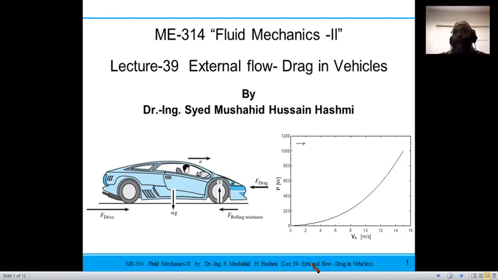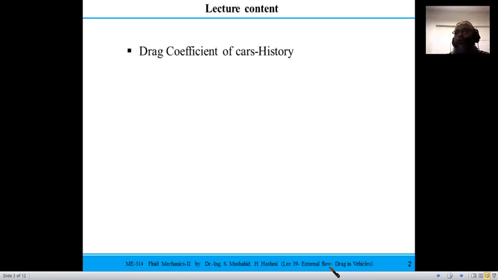This is lecture number 39 of the course ME314 Fluid Mechanics 2, and the third lecture of this week. We already have talked about drag coefficients, different values of drag coefficients, and calculating drag in previous lectures. In today's lecture, we will talk about the drag coefficients for vehicles. So we will look into the history, how in automotive the drag coefficients have been reduced over the years.